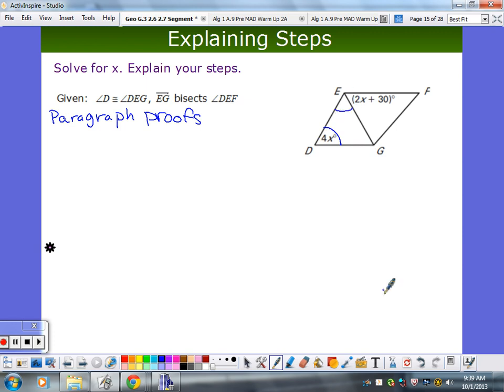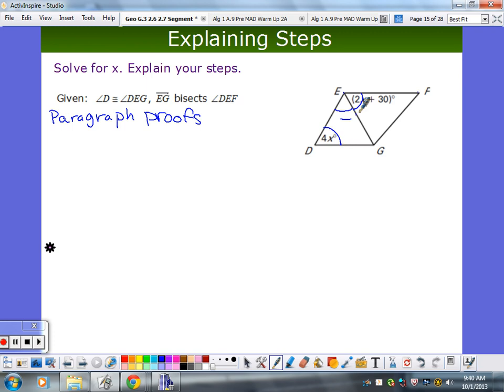So again, mark your diagram. Always, always, always. Now what else do I know? This line EG, or segment EG, it's bisecting DEF. So it bisects this whole angle. What do angle bisectors do? Yeah, it divides the angle into 2 congruent pieces. So what do I know about these 2 angles? They're congruent also. So now if I want to find x, what can I do?